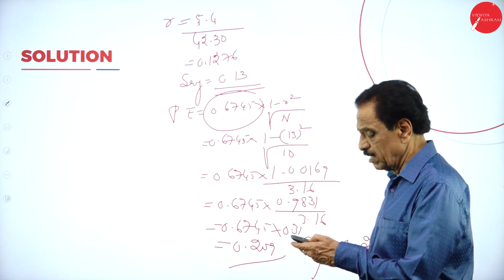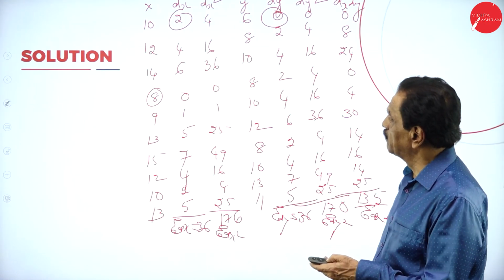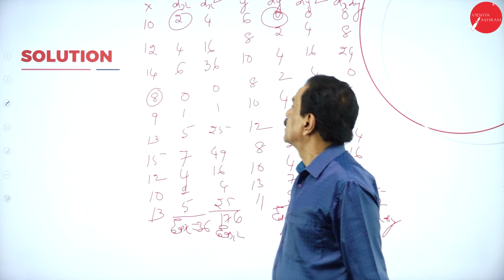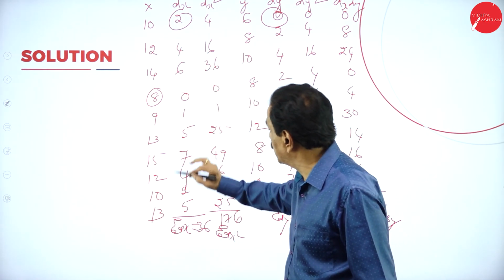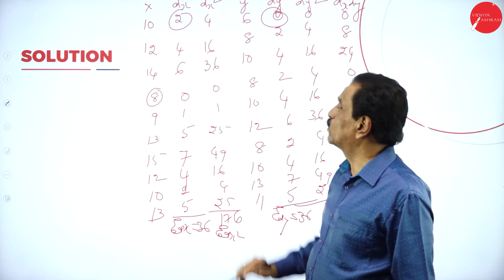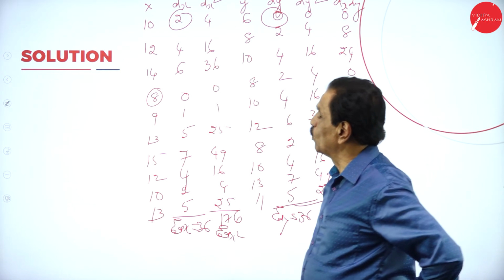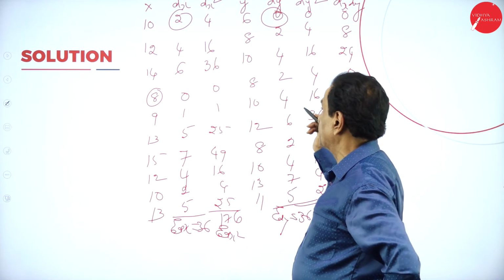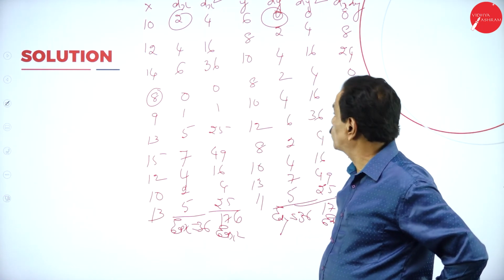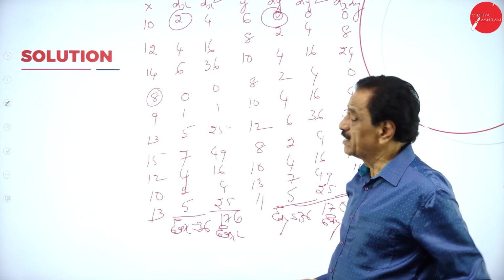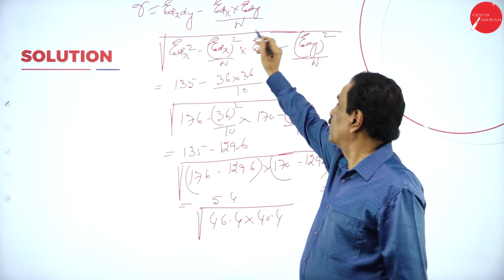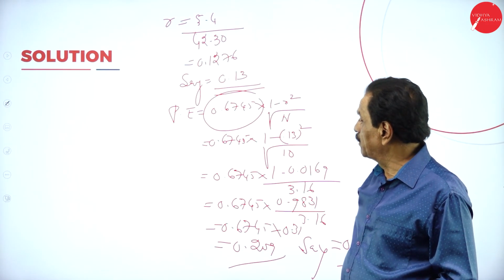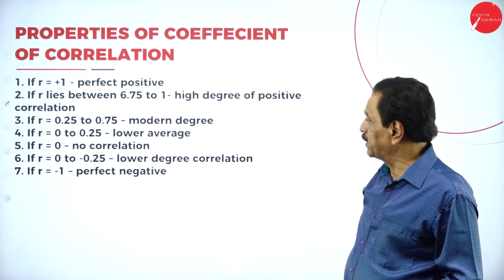What I did was I took the lowest number. For x the lowest number is 8. 10 is 2 more, 12 is 4 more, 14 is 6 more, and so on. Then the square of the number. The same thing I apply for y also: dx, dy. Then I apply the formula. This formula you have to learn. It is a 15 marks question. Then regarding this, some properties are there.